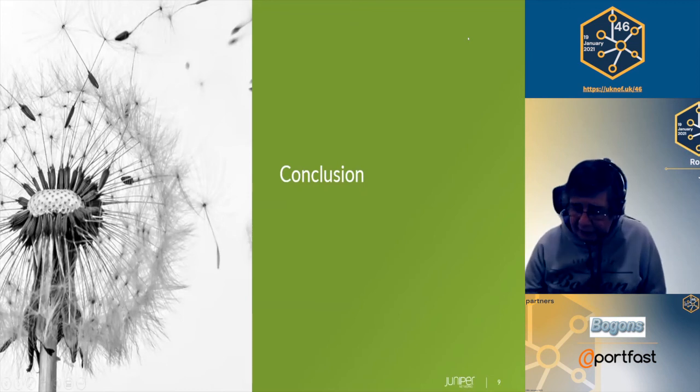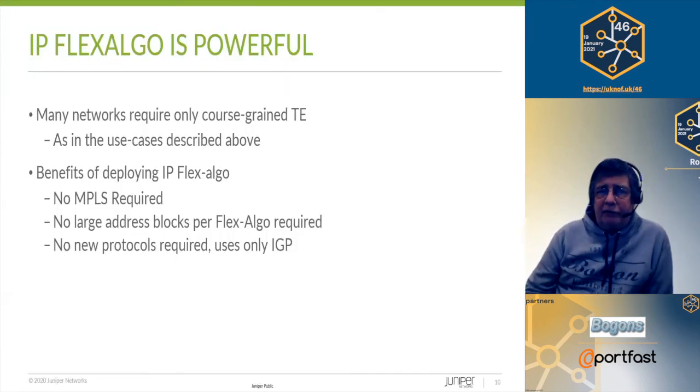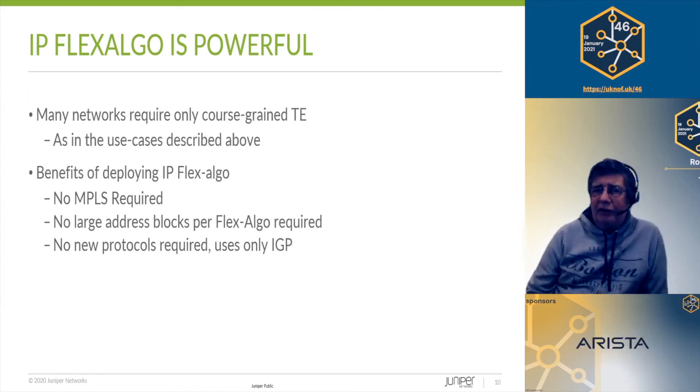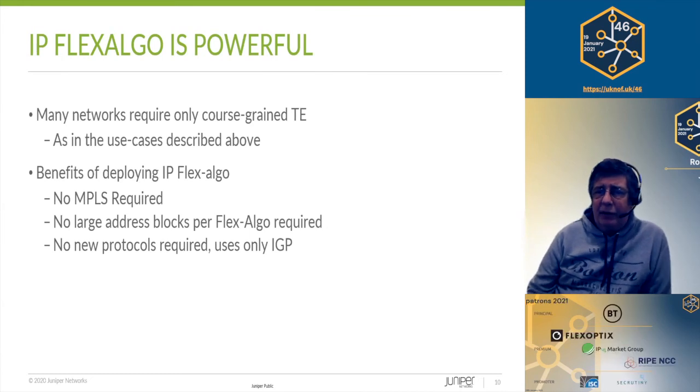So the conclusion here: Flexalgo is powerful. Many network operators only require this coarse-grained TE. They don't need all the TE capabilities of segment routing or RSVP. So this works pretty well. And the benefits: no MPLS, no large address blocks per Flexalgo, no new protocols required. This is only a little bit more IGP magic.